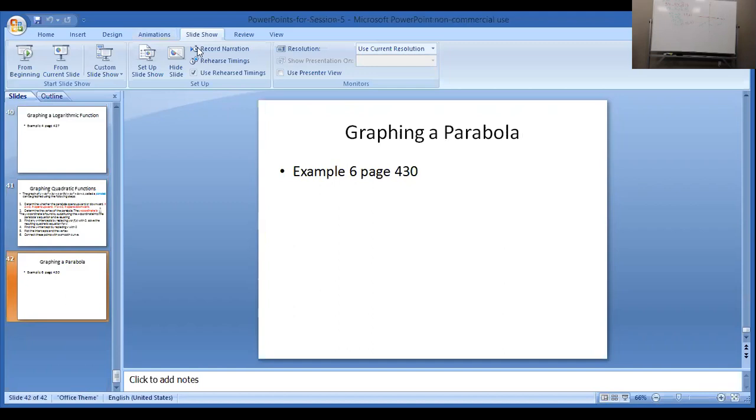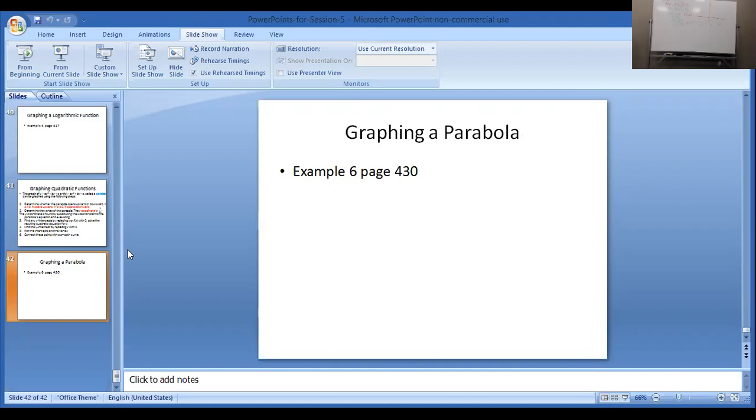So to graph it, example 6, they give us the function. It's a quadratic function: y equals x squared minus 2x minus 3. We find a, b, and c. a is 1, b is minus 2, c is minus 3. The x of the vertex is negative b over 2a. When you plug in the numbers, the vertex x is plus 1.